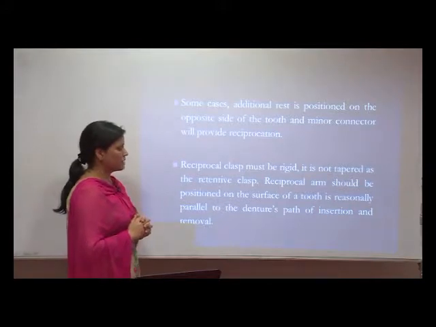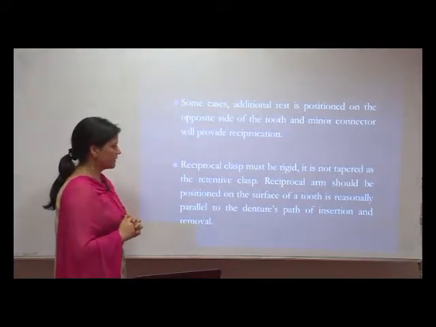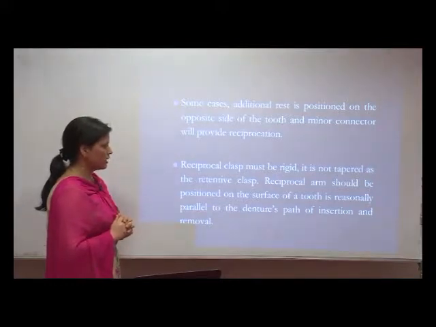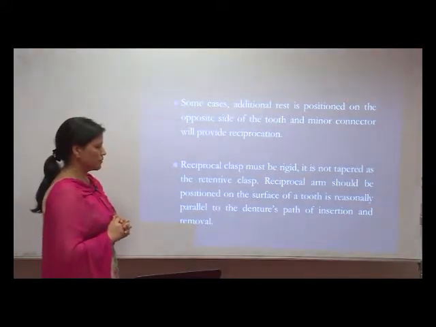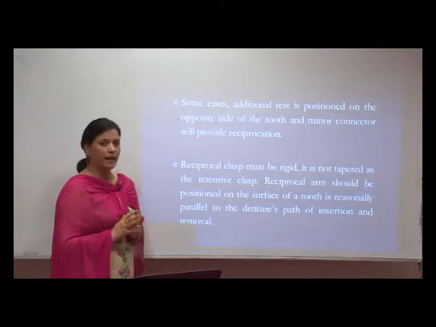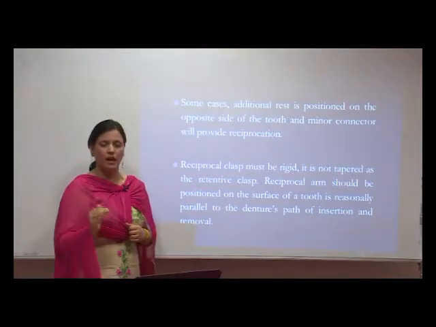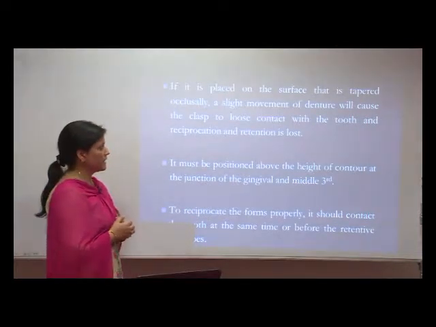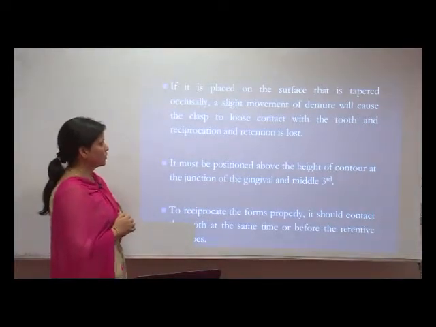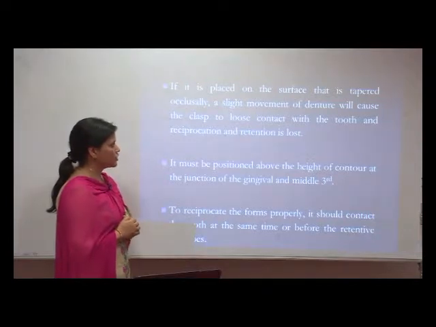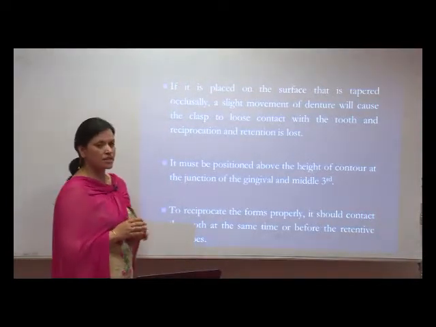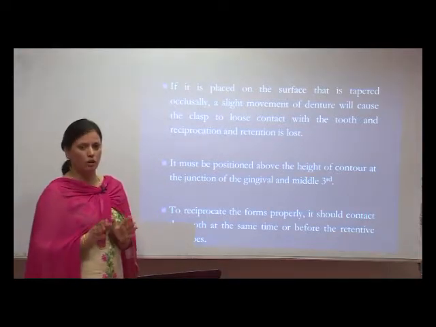Reciprocal clasp must be rigid. It is tapered like the retentive clasp. The reciprocal arm should be positioned on the surface of the tooth that is regionally parallel to the denture path of insertion and removal, and always the reciprocal arm should be above the height of the contour. If it is placed on a surface that is tapered occlusally, a slight movement of the denture will cause the clasp to lose contact with the tooth, and reciprocation and retention are lost.